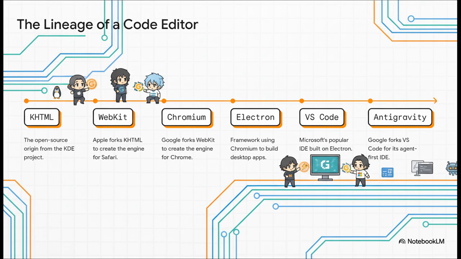And this family tree, it's just amazing. It shows how everything in tech is connected. It all starts with KHTML. Apple forks it to make WebKit for Safari. Then Google forks that to make Chromium for Chrome. The framework that VS Code is built on, Electron, uses Chromium. And now, in the final twist, Google has forked VS Code itself to create Antigravity. It's this incredible, full-circle story of giants building on, borrowing from, and competing with each other's work.